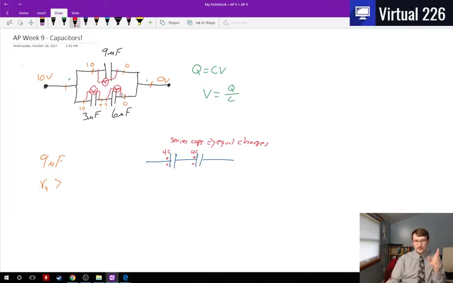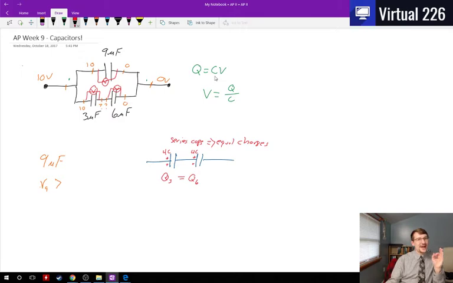Once this one fills up, you can't get to this one. Once this one fills up, it doesn't even matter. It's just a broken circuit. You're done. So they charge equally. Since they have equal charge, Q of 3 equals the Q of 6, but they have different capacitances.